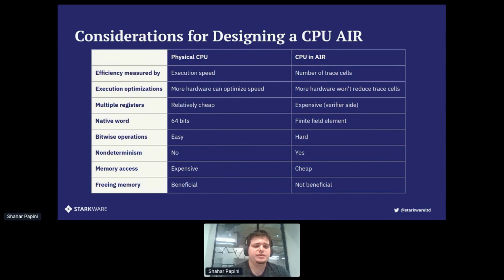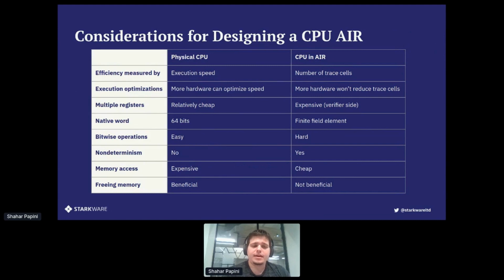Another difference is the native word. Usually in physical CPUs, we work with bits, usually 32 or 64 bits. In AIR, the basic word is a finite field element, because this is how the trace works. This also means that while bitwise operations in physical CPUs are relatively cheap, it is very hard to do bitwise operations, and they are more expensive, in AIR.